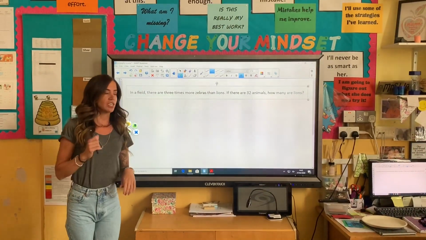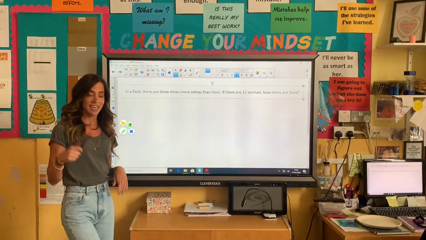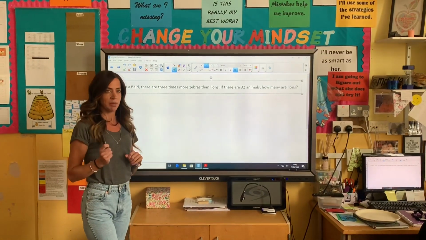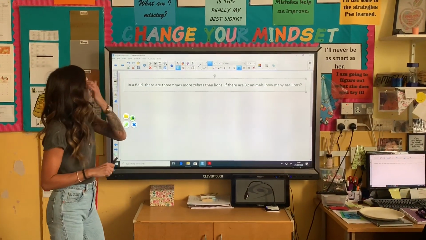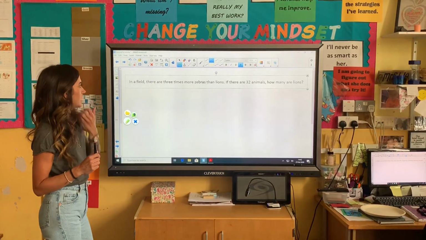Okay, so Mr. Demczuk has just showed you how to complete this ratio question. I'm just going to go through this question again for my group and some of Mr. Robertson's group, because we've been doing it a little bit differently. So in a field there are 3 times more zebras than lions. If there are 32 animals, how many are lions?